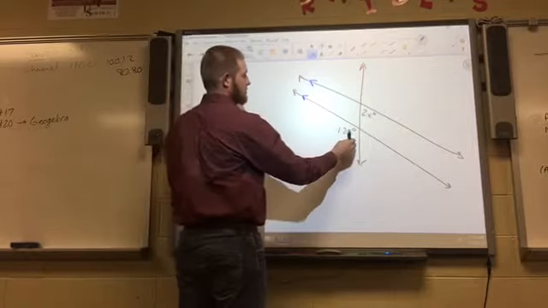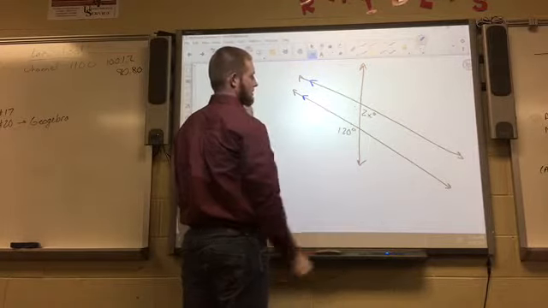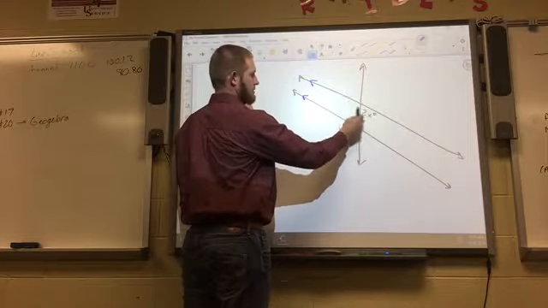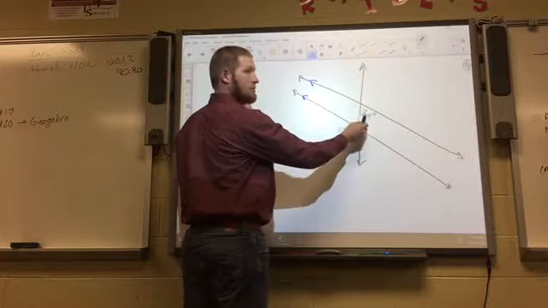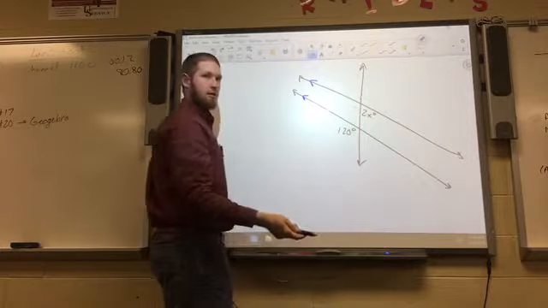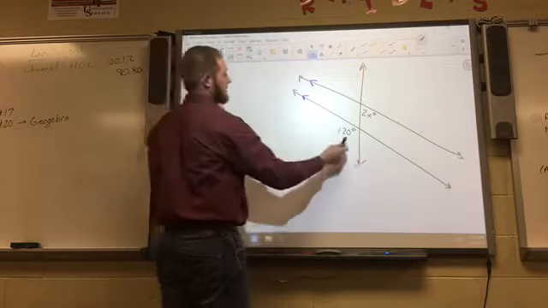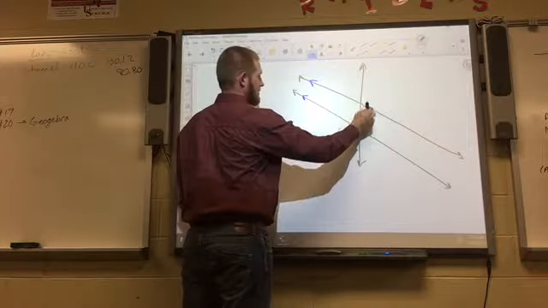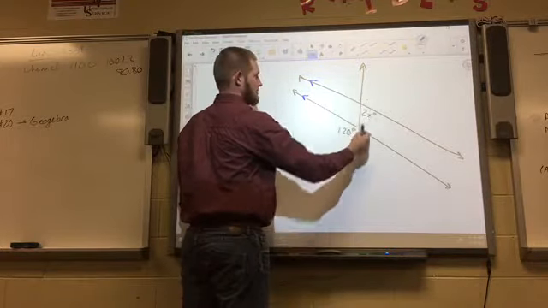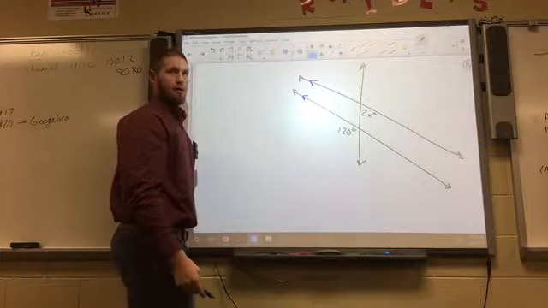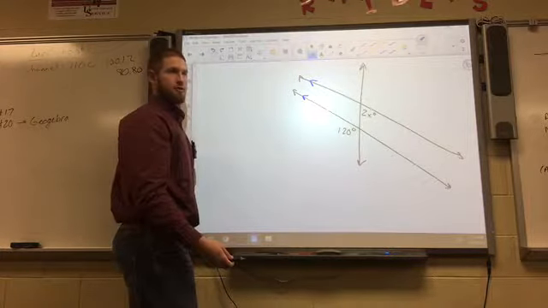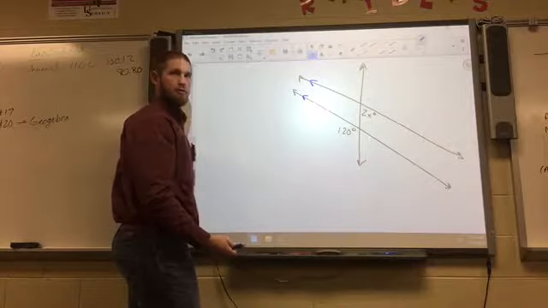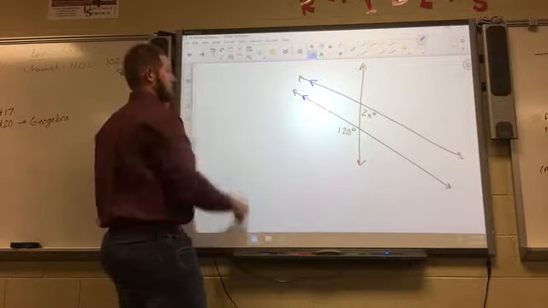Or I could do corresponding angles here with 120 in this angle, and these would be a linear pair. Or I could do alternate exterior with these 2, and these would be a linear pair again. So there's all sorts of different things I could do, right? Is one going to be more right than another? No, you should get the same answer anywhere you go.